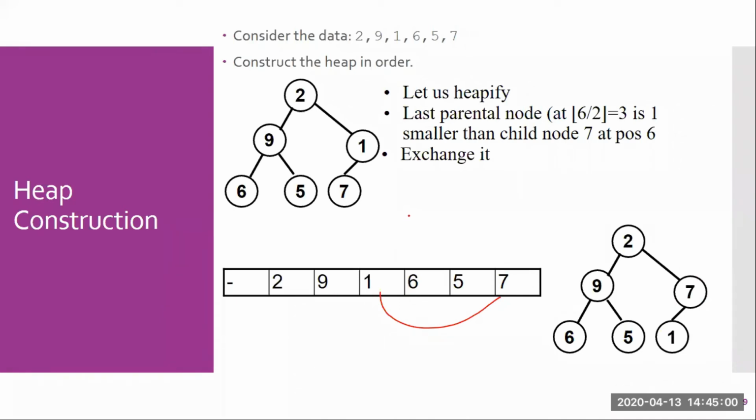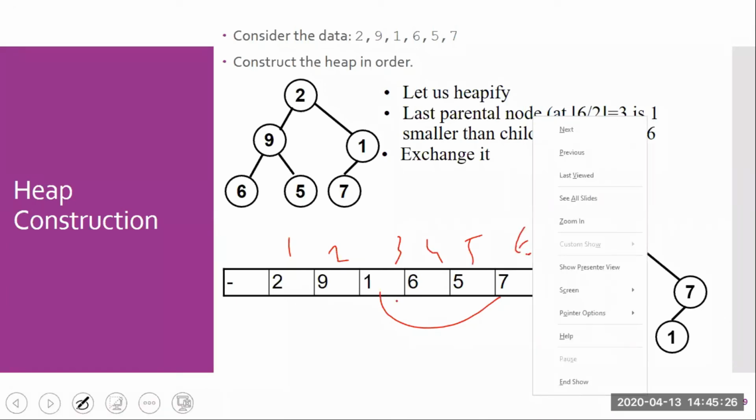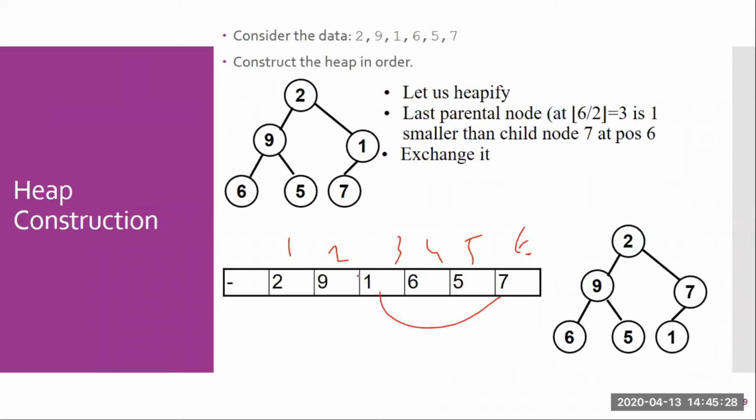Okay, I'll just repeat. The first thing is, we had all the numbers, we've put them in the array. Once I put them in the array, I'm taking the last parental node. The last parental node we know is in the n by 2th position, where n is the total number of nodes. Here the total number of nodes is 1, 2, 3, 4, 5, 6, so there are totally 6 values. Among these 6 values, the last parental node will be 6 by 2, which is the third position.